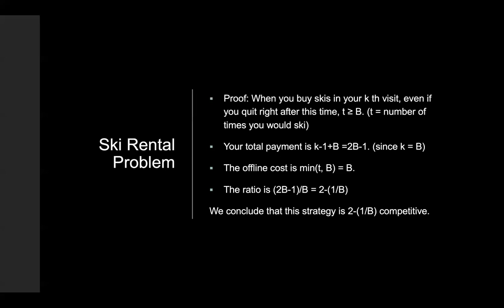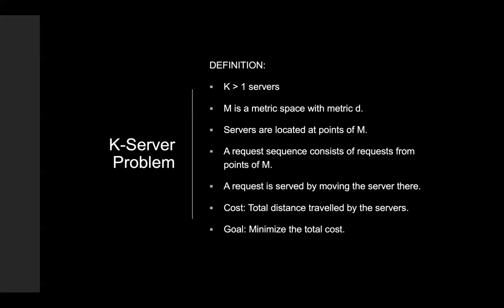And the competitive ratio here is 2b minus 1 over b, where 2b minus 1 is for the online algorithm and b is for the optimal offline algorithm, which is nothing but 2 minus 1 over b, and we conclude that the online strategy is 2 minus 1 over b competitive.